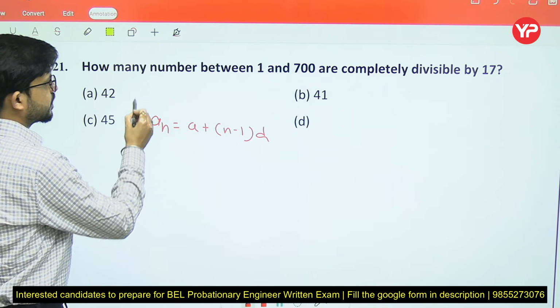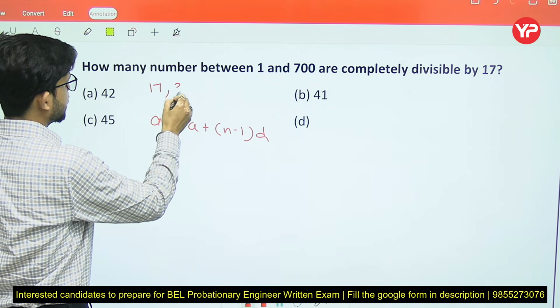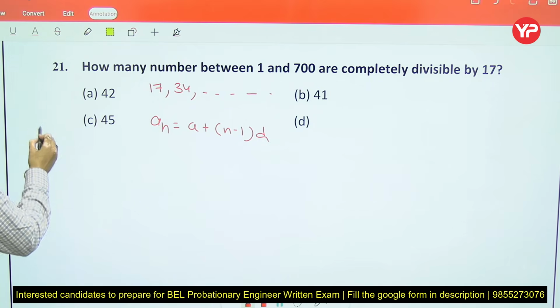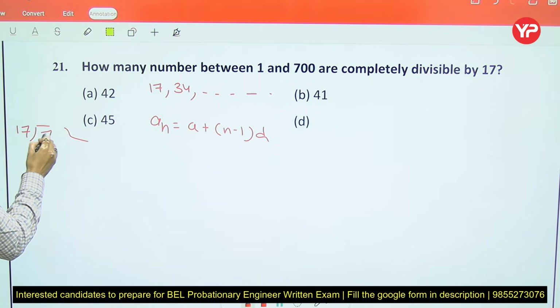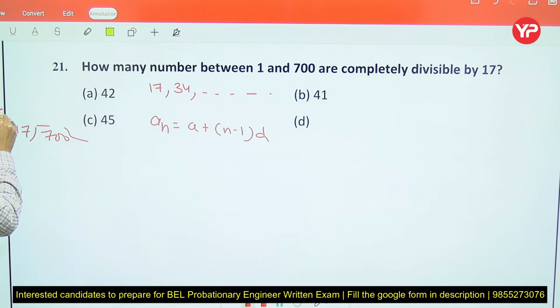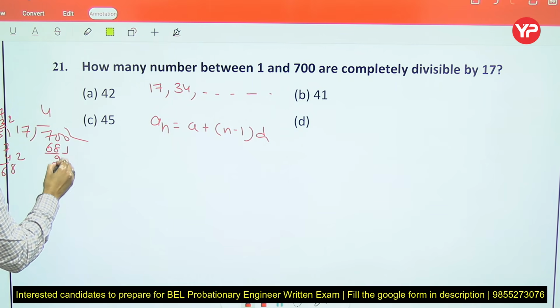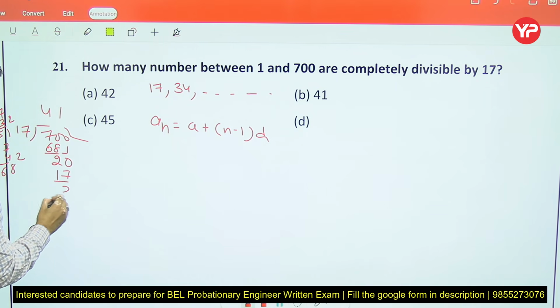We know that the first number is 17, another is 34, and the last number which is divisible by 17, we have to just try it. So if we take 17 into 3, 51, and we can also take 17 into 4, 68. 2, 17 ones are 17. There is a 3 more here, so we can subtract 3 from this.